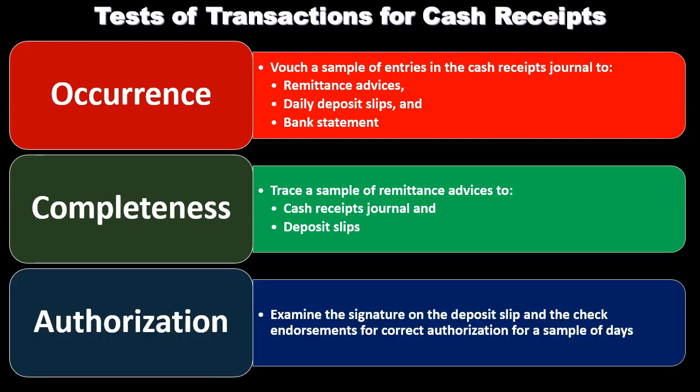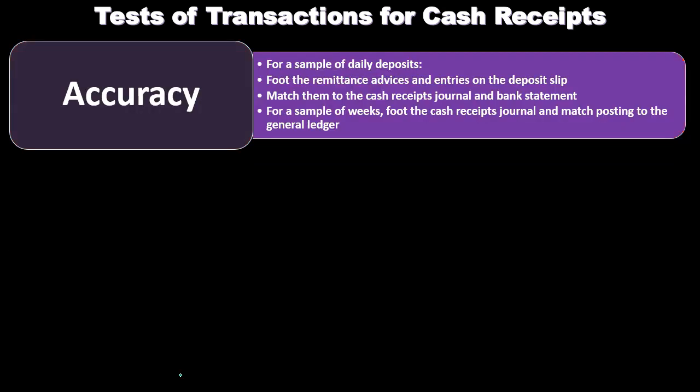Next we have the assertion of authorization. Examine the signature on the deposit slip and the check endorsement for correct authorization for a sample of days. Authorization, by the way, is another type of control that should be involved no matter what size of organization we have. Even a very small organization should have an authorization process of some kind as an internal control with regards to signing the checks and finalizing payments.